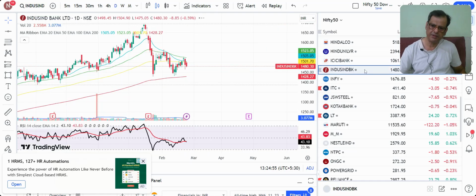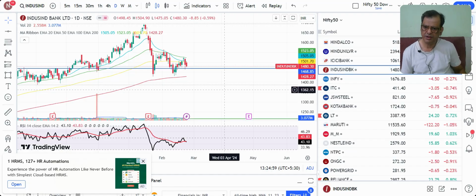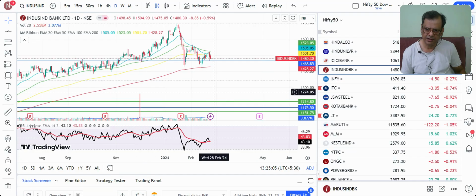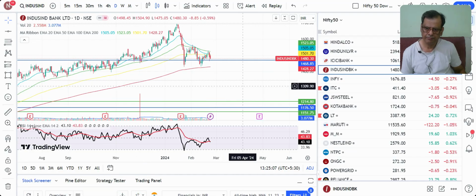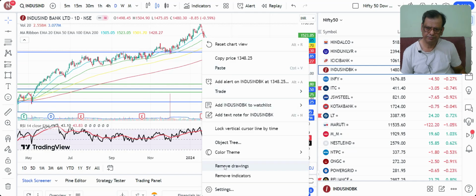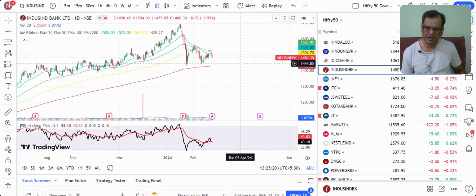Let's go to IndusInd Bank. I want to show you something like a drop base rally demand zone. I'll remove the drawings here. So again here you have a support. We can draw support here. You can use a horizontal line or you can use the rectangle for the zone.